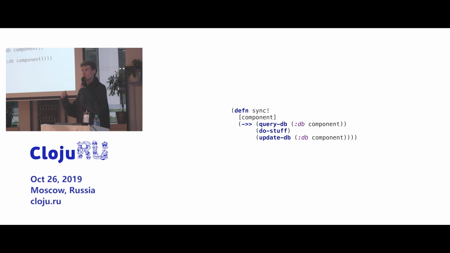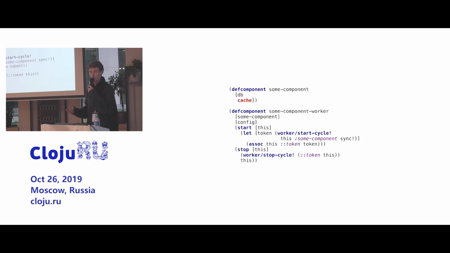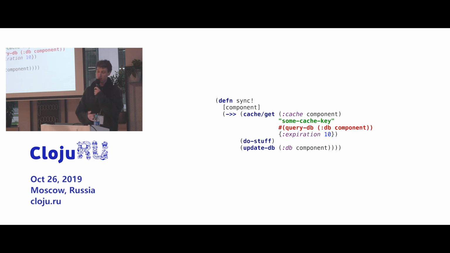For example, we wrote a worker, and we noticed that after some time there was a significant load on the database, and we decided, well, we need to use cache now. And it's pretty easy now to modify this component to add cache. We just say that now it also has a dependency, cache, and we rewrite a bit of logic in sync. We use the old query_db function, and voila.